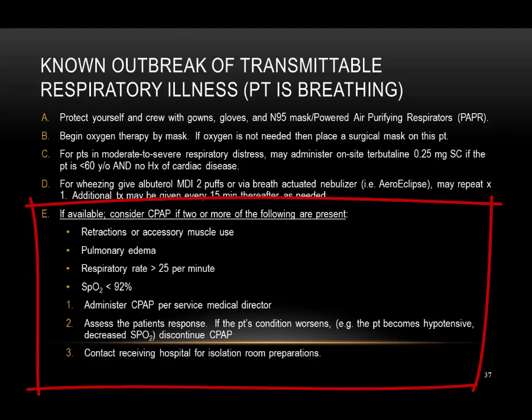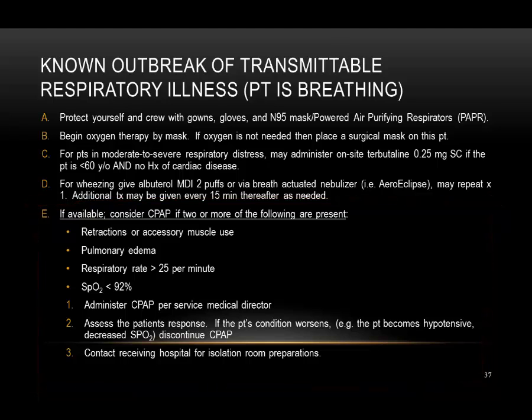In an outbreak of transmittable respiratory illnesses like SARS, TB, and influenza, you are allowed to use CPAP if 2 or more of the following conditions are present: retractions or accessory muscle use, pulmonary edema, a respiratory rate greater than 25 per minute, and a pulse ox of 92% or less, which makes the patient mildly hypoxic.